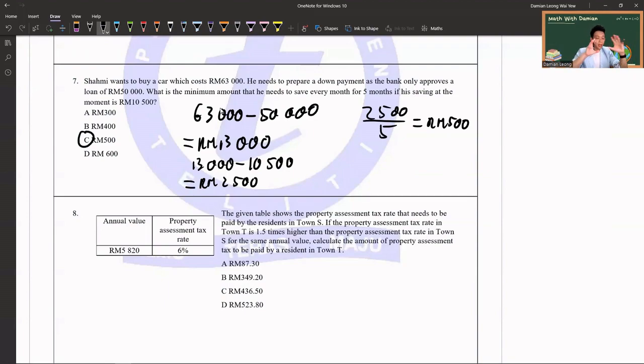So as long as you understand how everything relates, then the calculation itself is actually very simple. Okay, no need to count everything at once. You can break it down into smaller parts, like what I did here. I have the cost, I have the down payment, so I find out how much he needs to pay. He already has this amount, then this amount he needs to pay, so minus to get how much he needs to save. Then only I divide by 5 months to get how much per month.